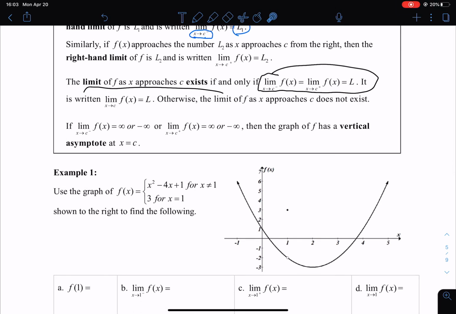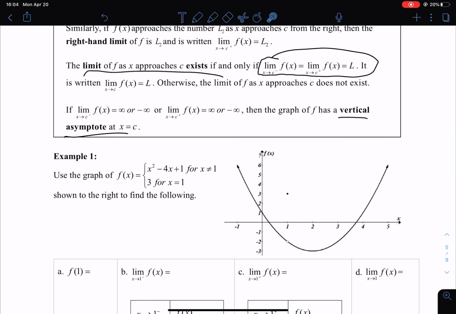And this one shows you a vertical asymptote. Last section we talked about the horizontal asymptote, but this one talks about the vertical asymptote. For a vertical asymptote, if the left-hand limit is positive infinity or negative infinity, or the right-hand limit is positive infinity or negative infinity, then the function graph has a vertical asymptote. The equation of the vertical asymptote is just x equals C. Remember, for the horizontal asymptote, we use y equals something.